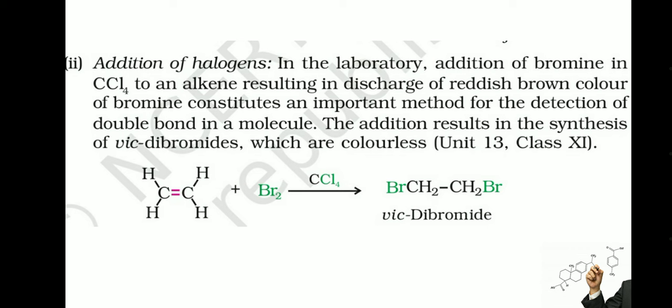And next one is addition of halogens. When bromine is added to alkene in presence of CCl4, that is carbon tetrachloride, it forms vicinal dibromide. This method is used for detection of a double bond in a molecule. When alkene reacts with bromine in presence of carbon tetrachloride, it discharges the brown coloration, and this is a test for unsaturation.